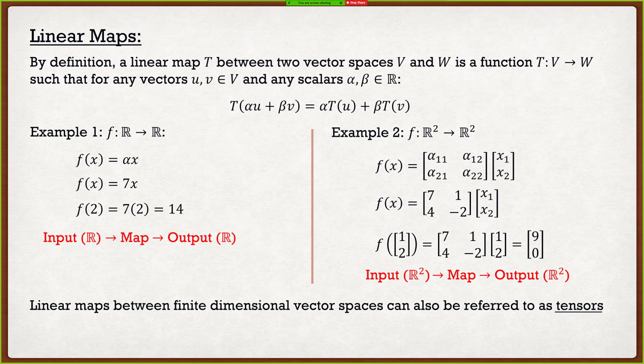Now, linear maps between finite dimensional vector spaces can also be referred to as tensors. I'm really bad at saying matrix or tensor, so I'm going to try and clear this up right now. Matrices and tensors are different things. A tensor is a more generalized matrix. They are different things, but for this course, they are the exact same thing.